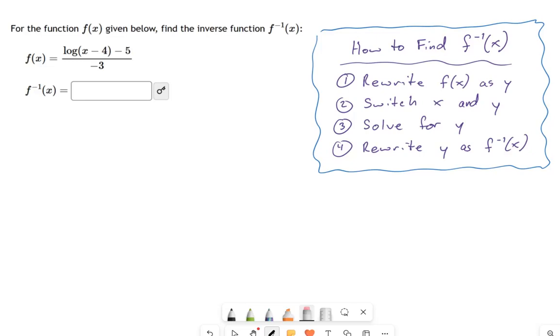We're going to find the inverse of an equation. And here's the equation right here up on the left. It's a logarithm. And the procedure for finding the inverse is the same as it is for any equation.